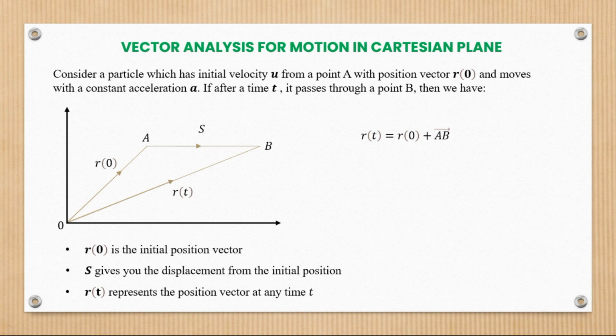To find r(t), the position vector at any time t, we have the initial position vector plus AB. That's the same as the displacement from position A to position B, as you can see right there. And s is ut plus a half at squared. This is the most important formula for you to memorize and have in mind as you prepare to work on different numbers in this section.